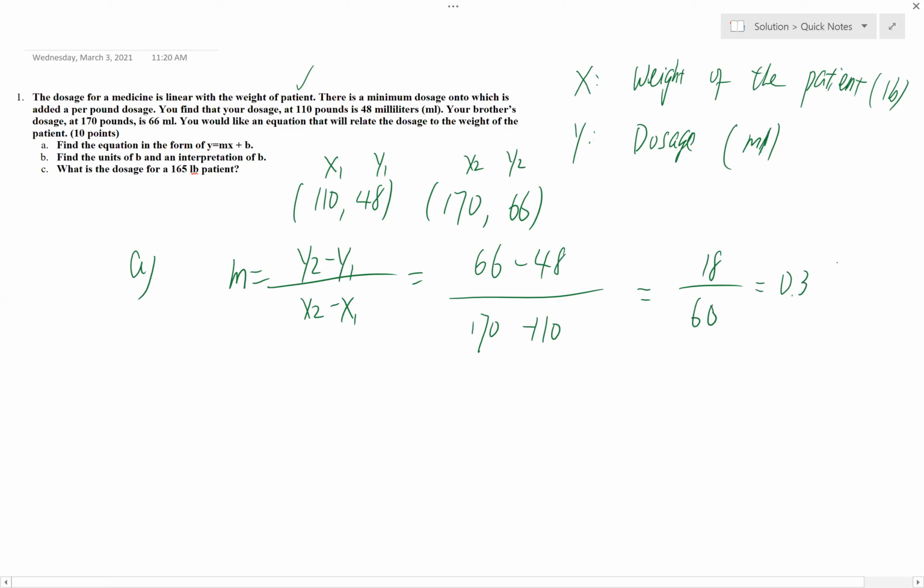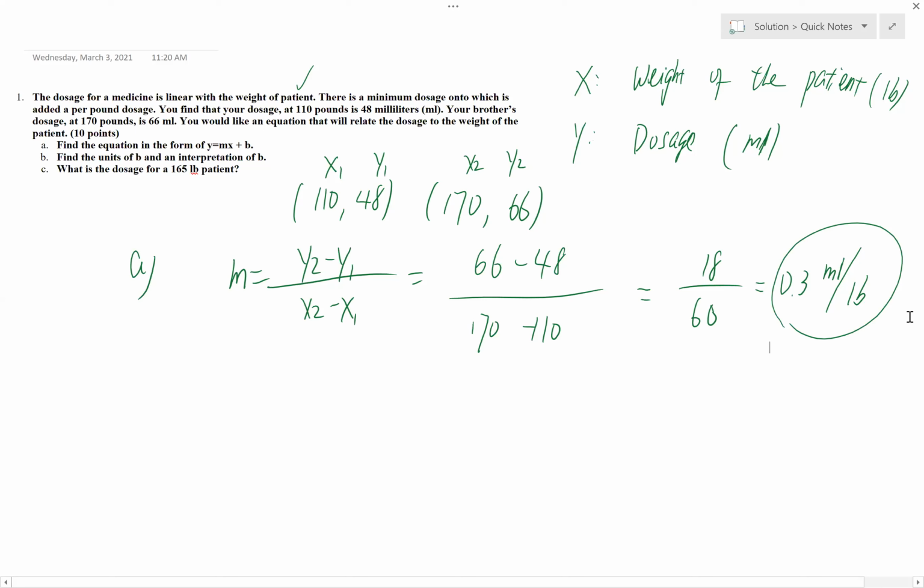That means it's 0.3 milliliter, right? If you put into the unit, milliliter per pound. So for a patient's weight increased by 1 pound, the dosage is increased by 0.3 milliliter. Okay, that's the interpretation of this slope.